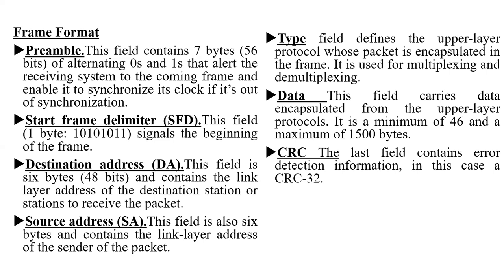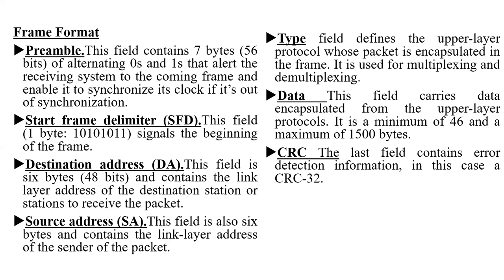Destination address. The field is 6 bytes, that is 48 bits, and contains the link layer address of the destination station or stations to receive the packet. Source address. This field is also 6 bytes and contains the link layer address of the sender of the packet. Type. This is the field which defines the upper layer protocol whose packet is encapsulated in the frame. It is used for multiplexing and demultiplexing.